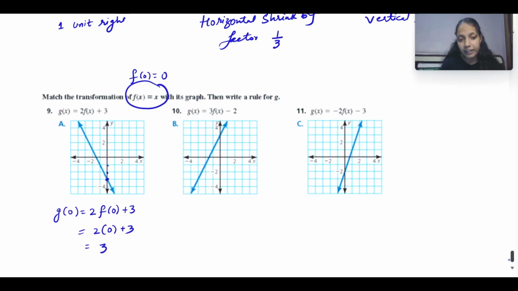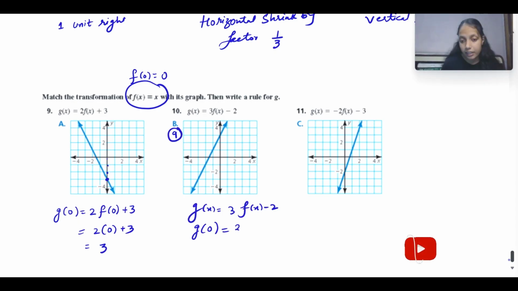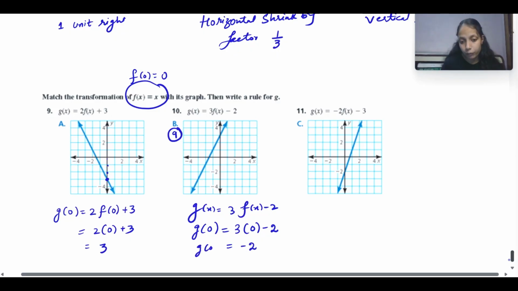Here it cuts at negative 3. It's not. It cuts at 1, 2, 3, a positive 3. So this is the correct graph for question number 9. Now look at 10. G of 0 is 3 times 0 minus 2. Why? Because f of 0 is 0, minus 2. G of 0 is negative 2. Where does it cut at minus 2? This one cuts at negative 3, and this is already done. This one cuts at minus 2. So this is the correct graph for question number 10.